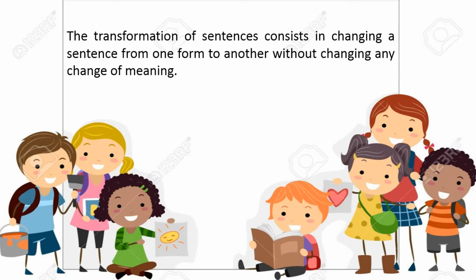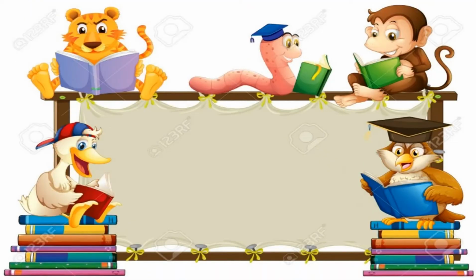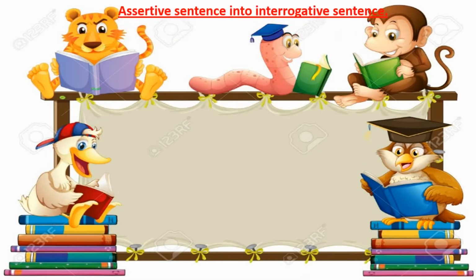You know that the transformation of sentences consists in changing a sentence from one form to another without changing any meaning. Okay, so let's go for the next rules. Assertive to interrogative sentence, rule 5. In our previous lecture we went up to rule 4. Now it is rule 5.